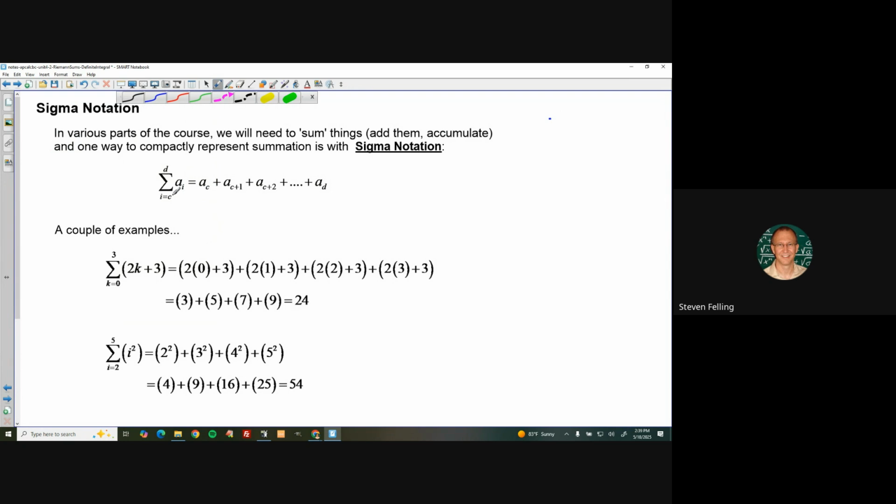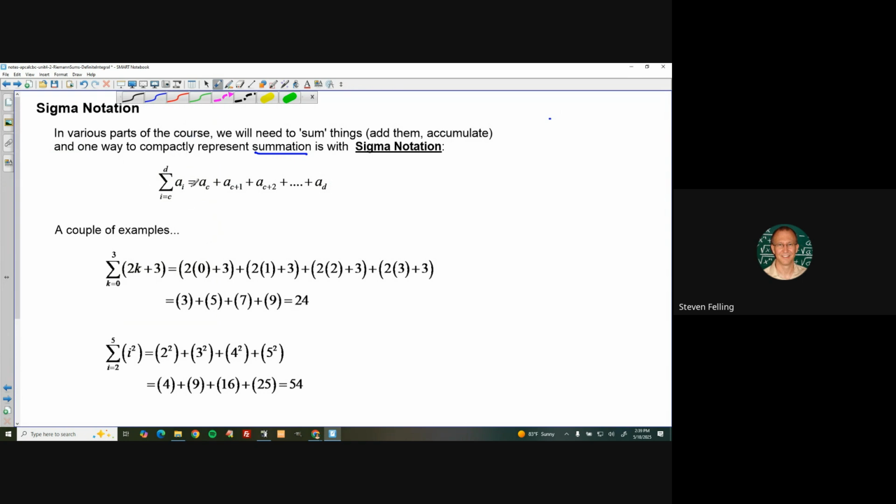Then you add 1 to that, and you plug that into the rule, and you get some number, and you keep going until finally the last thing you plug in is D. And then you sum those things up. So this is a symbol for what we call summation. This is called sigma notation.